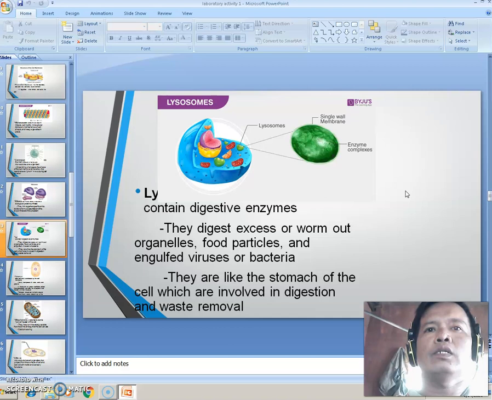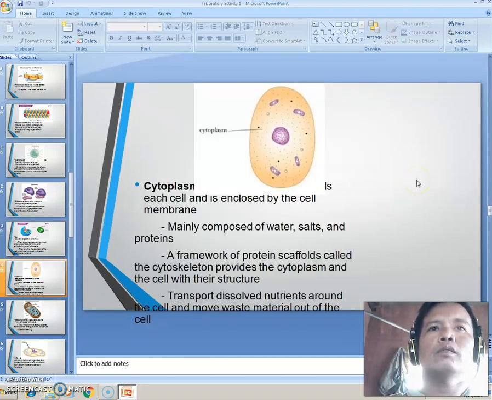Lysosomes. They digest excess or worn-out organelles, food particles, and engulf viruses or bacteria. They are like the stomach of the cell, which are involved in digestion and waste removal. Cytoplasm, mainly composed of water, salts, and proteins. A framework of protein scaffolds called the cytoskeleton provides the cytoplasm and the cell with their structure.